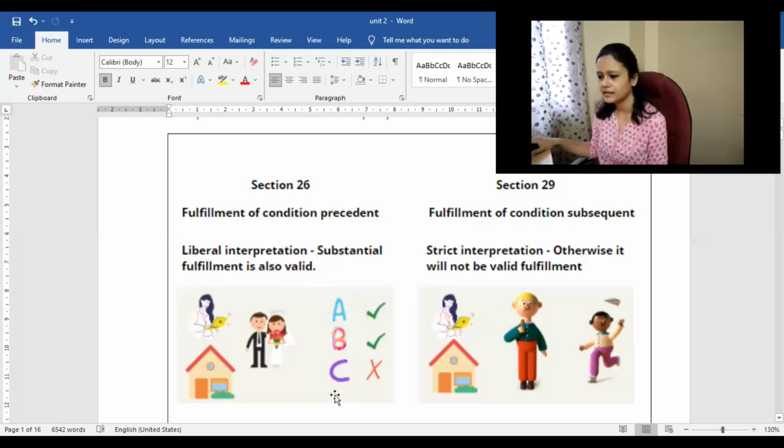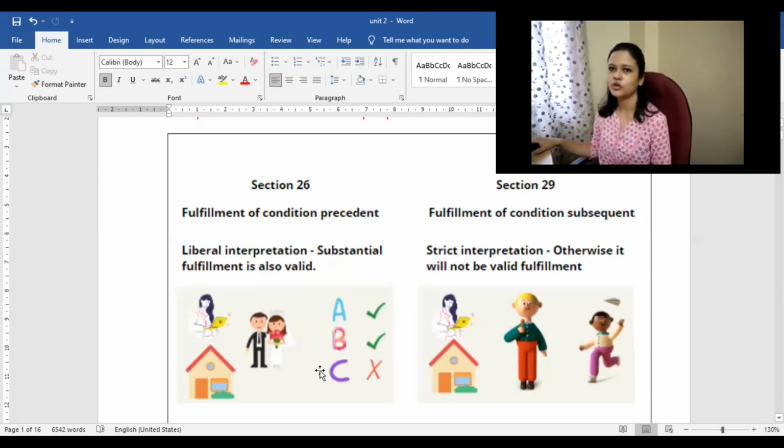But if this was the condition, he has substantially fulfilled it, right? Out of 3 persons, he already obtained permission from 2 persons. So in such a case, when it was a condition precedent, you need to fulfill the condition first, and after that it will happen. Liberal interpretation is being followed, and it will be said that, okay, fine, even if you have obtained A and B's consent, property will go to you only.